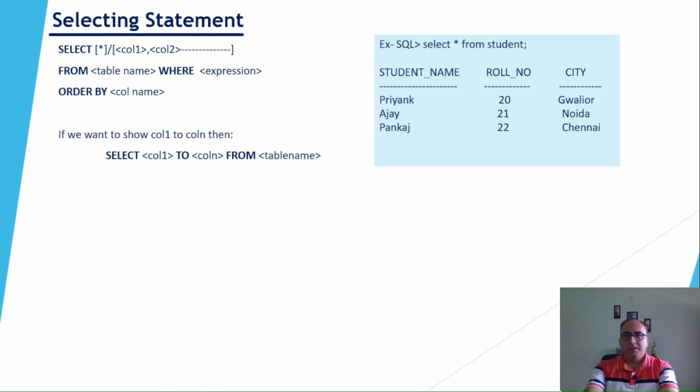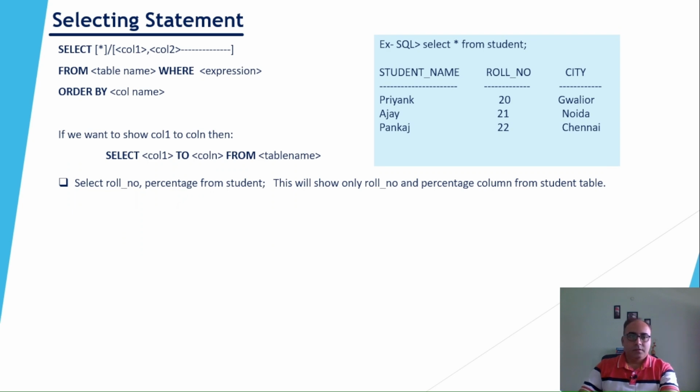Let's look into some more examples. Select roll number, percentage from student. This will show only the roll number and percentage columns from the student table. It will not show all the columns because we are not using an asterisk over here. We are specifying the column names which we want to pull.